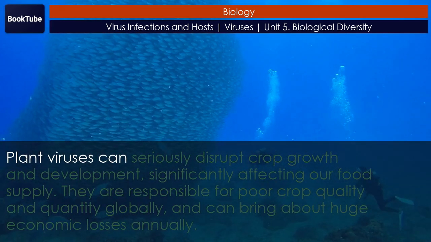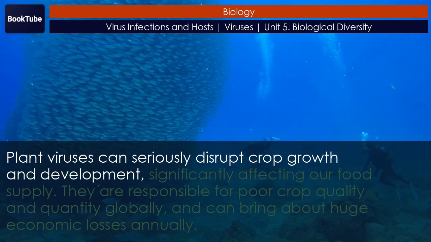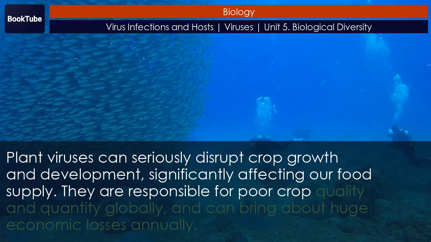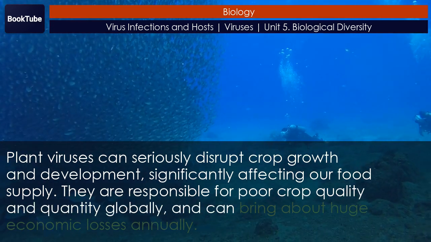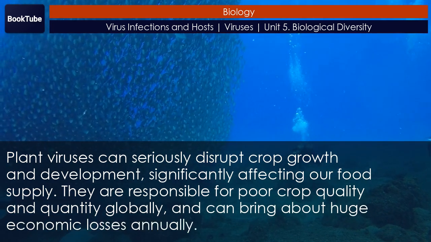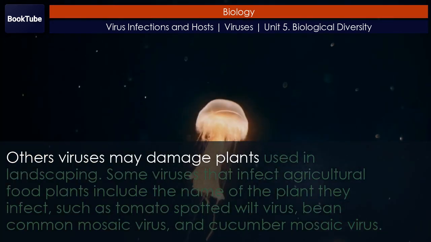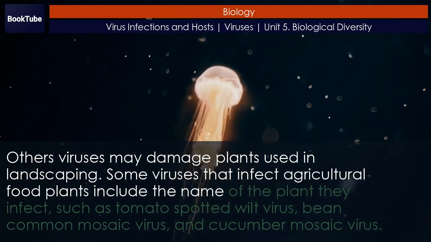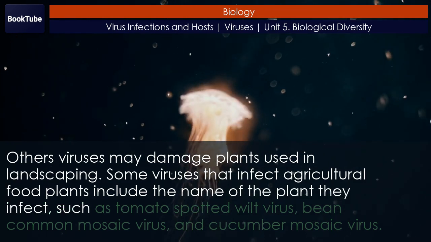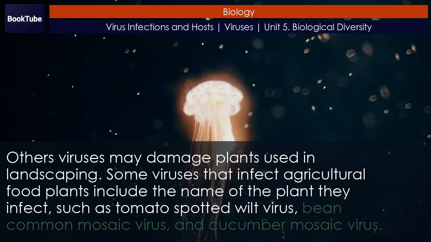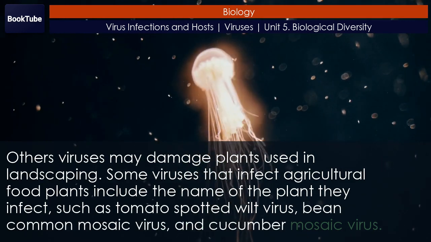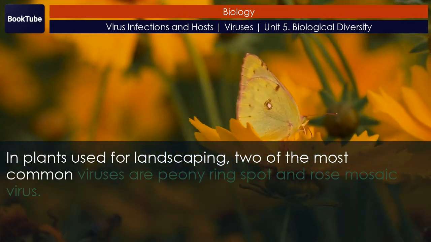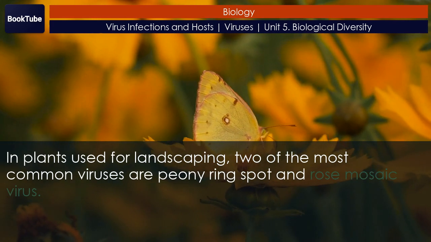Plant viruses can seriously disrupt crop growth and development, significantly affecting our food supply. They are responsible for poor crop quality and quantity globally, and can bring about huge economic losses annually. Other viruses may damage plants used in landscaping. Some viruses that infect agricultural food plants include the name of the plant they infect, such as tomato spotted wilt virus, bean common mosaic virus, and cucumber mosaic virus. In plants used for landscaping, two of the most common viruses are peony ring spot and rose mosaic virus.